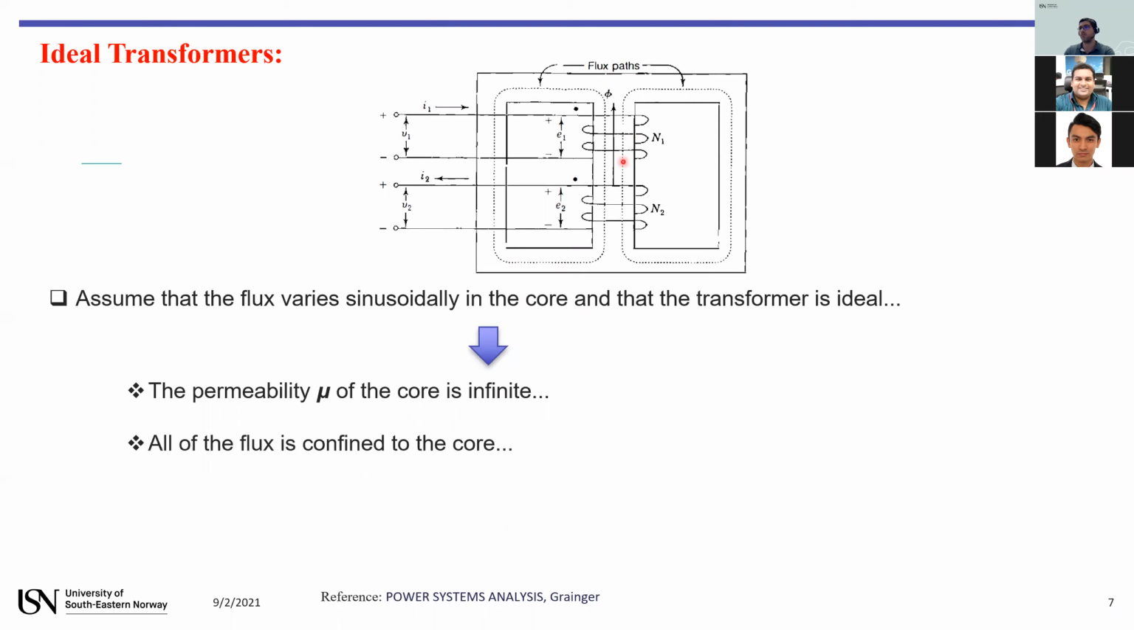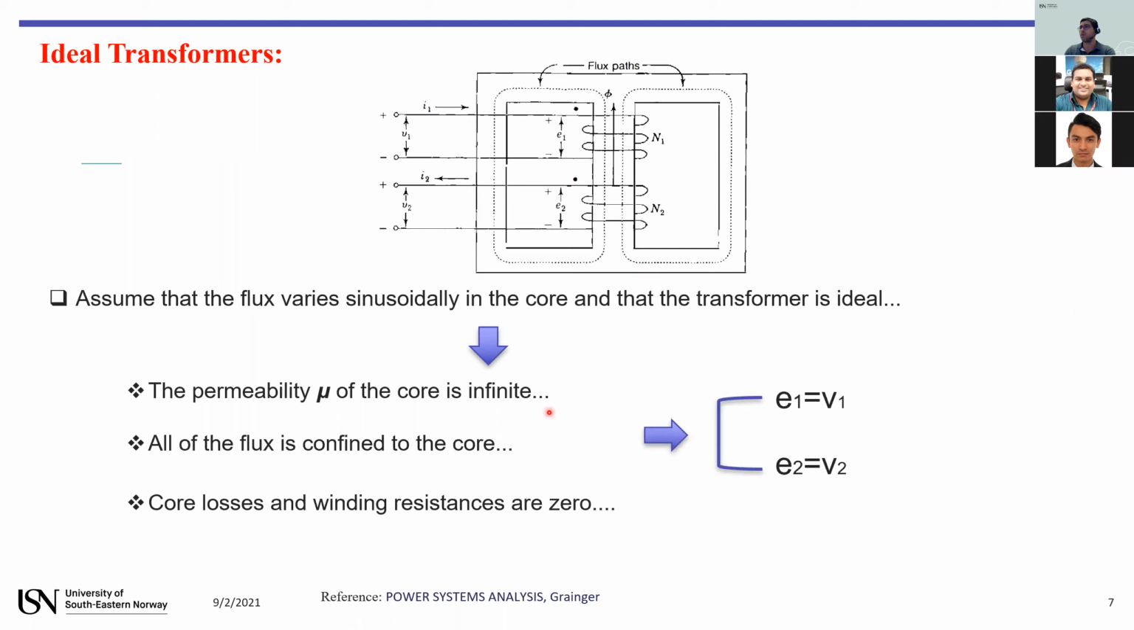And the flux will be in the core, and the loss will be zero. We have two losses. One of them is for the wires, which we can neglect in the ideal transformer, and we have another kind of losses for the iron, for the core, and we can neglect it in the ideal transformer.